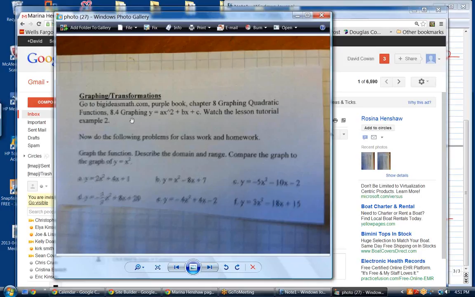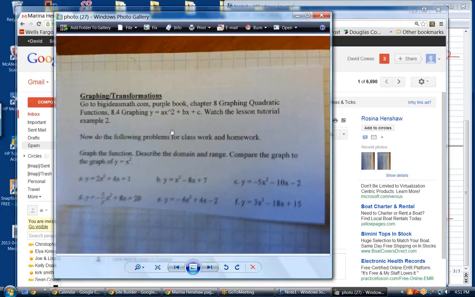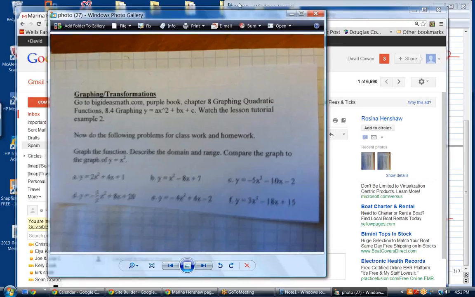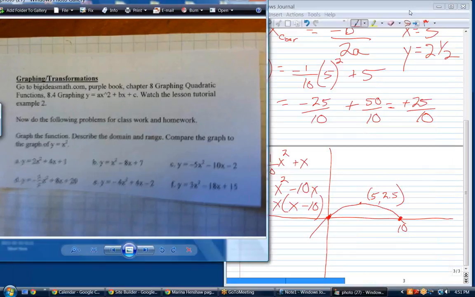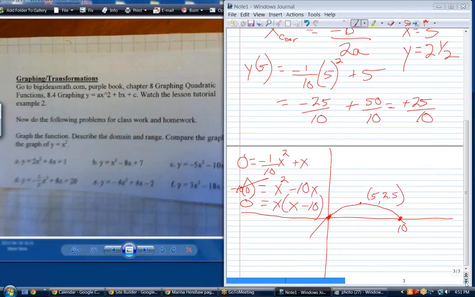Okay, go to Big Ideas Math, Purple Book, Functions, watch the lesson tutorial. Okay, presumably you've done that. Now do the following problems for classwork. Graph the function, describe the domain and range, and compare it to the parent function. All right. You might have to read some of these to me, but that's okay. They're easy to verbalize.